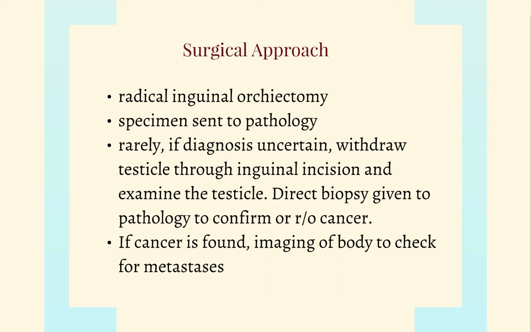Rarely, if diagnosis is uncertain, the surgeon will withdraw the testicle from the scrotum through an inguinal incision without severing the spermatic cord. The testicle is examined for suspicious areas, and biopsies are taken and given to pathology to be looked at right away. If cancer is confirmed, then the surgeon may proceed with the orchiectomy. If cancer is ruled out, then the tumor is removed from the testicle, which is replaced back in the scrotal sac.